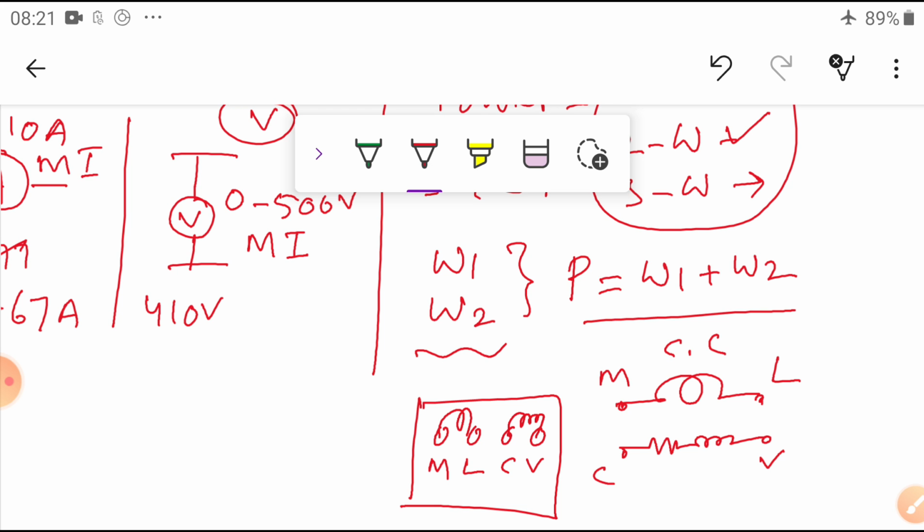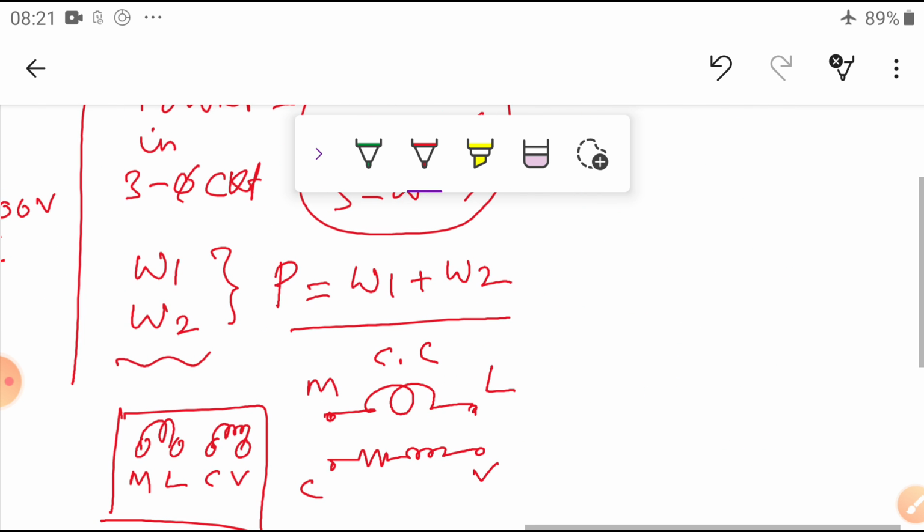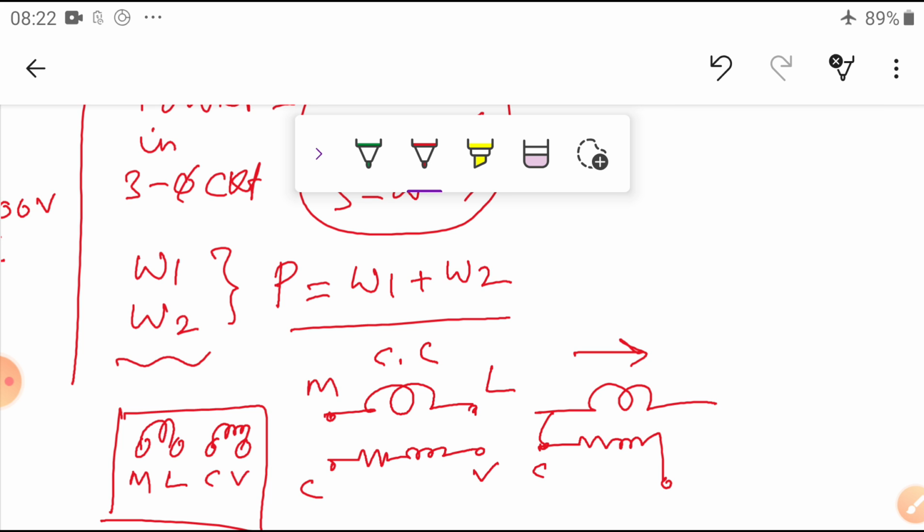So, what are you going to do? You connect the CC coil in series. Always connect the CC coil in series, as that will measure the load current, and the PC coil is connected across the two terminals. Suppose you connect this one to the shorted C common point, this is the M, and this is the L, and this is connected to another line.